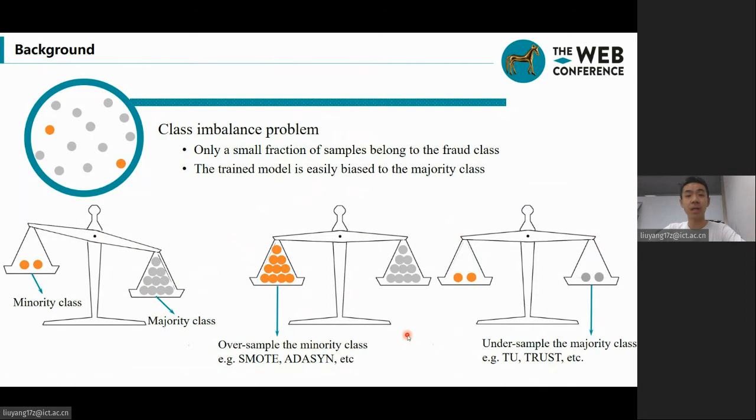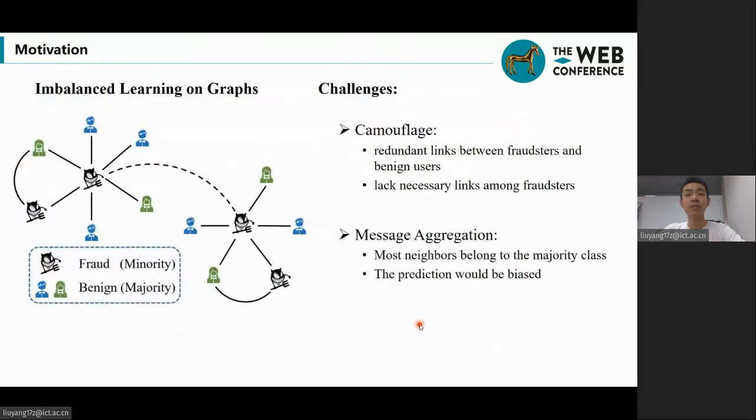But for graph data, since nodes are not independent of each other anymore, the sampling techniques mentioned above could not work anymore. To understand the difficulties of imbalanced learning on graphs, we summarize three challenges from two aspects. The first two challenges come from the application, a phenomenon named camouflage.